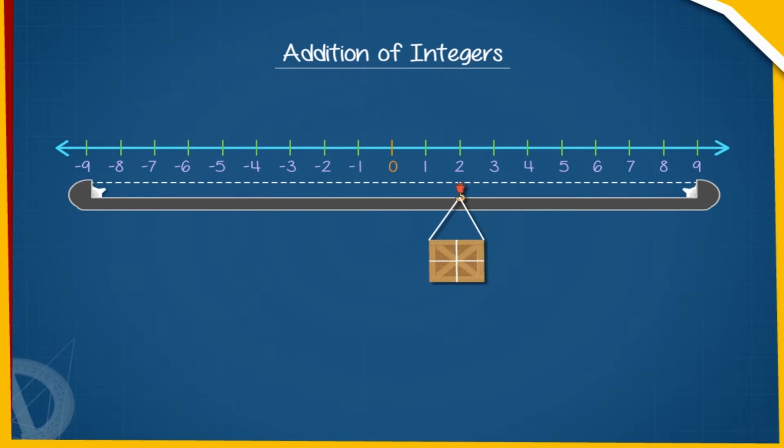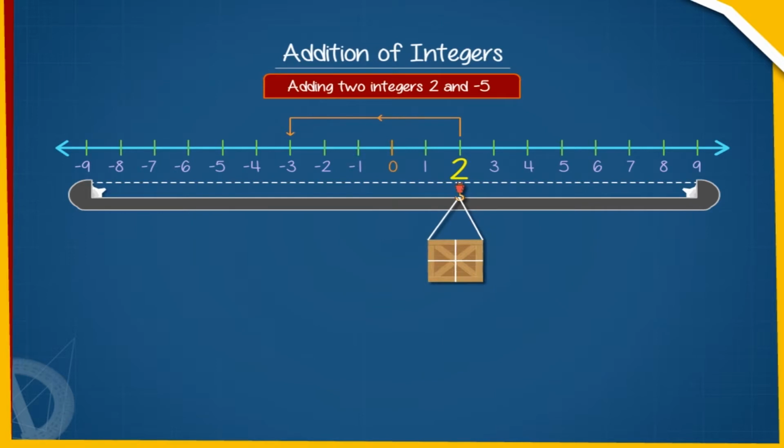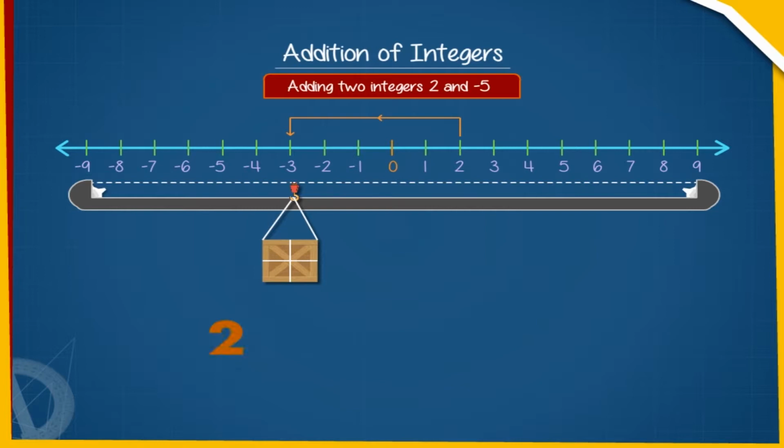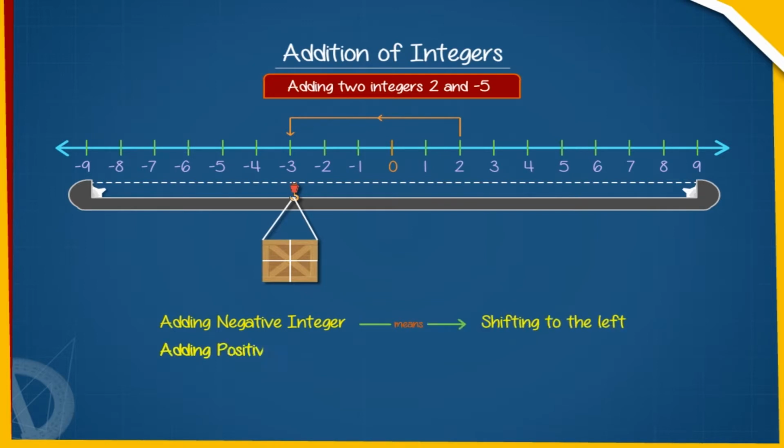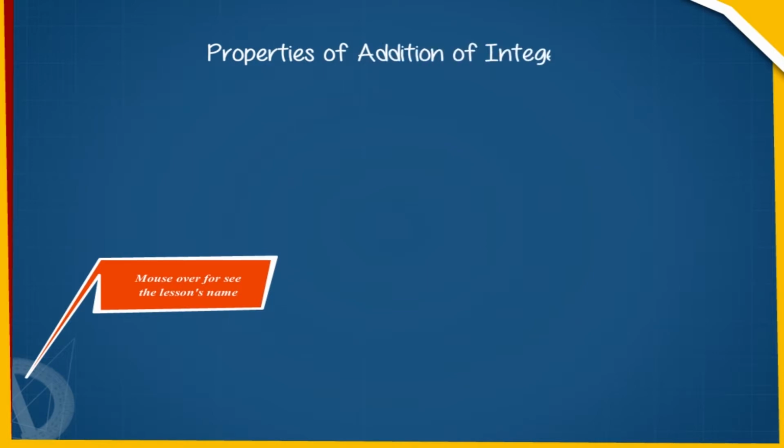Now, if we want to add 2 and minus 5, we will start from 2 and shift 5 numbers towards the left side of 2. We finally reach minus 3. So, 2 plus minus 5 is equal to minus 3. Adding a negative integer means shifting to the left, and adding a positive integer means shifting to the right on the number line.